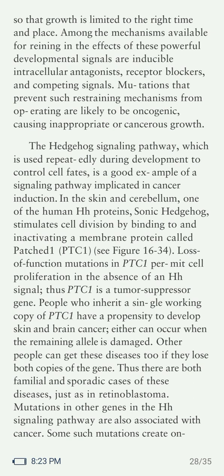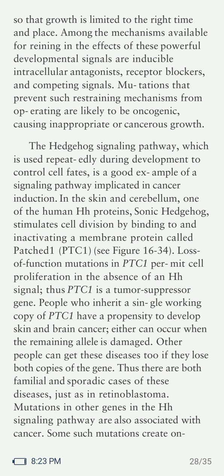People who inherit a single working copy of PTC1 have a propensity to develop skin and brain cancer. Either can occur when the remaining allele is damaged. Other people can get these diseases too if they lose both copies of the gene. Thus, there are both familial and sporadic cases of these diseases, just as in retinoblastoma.